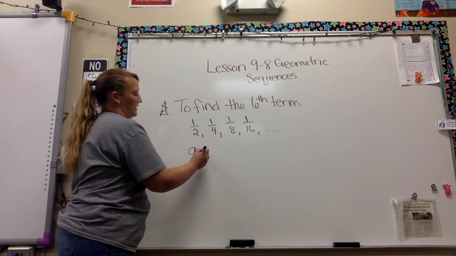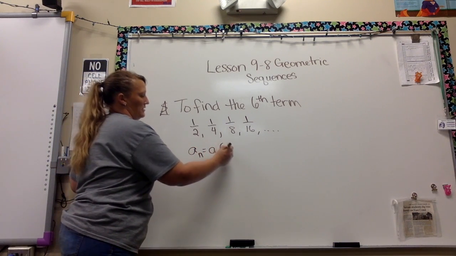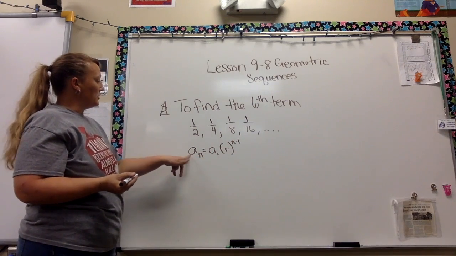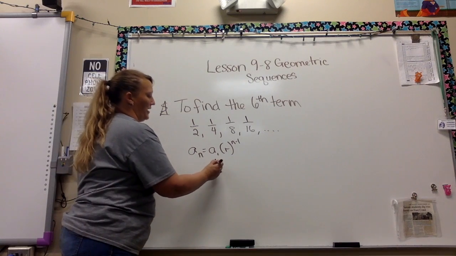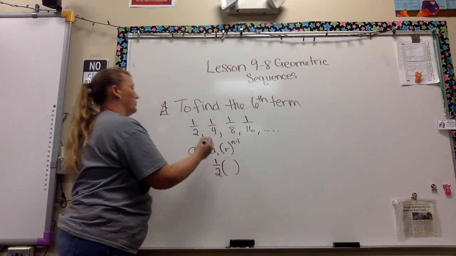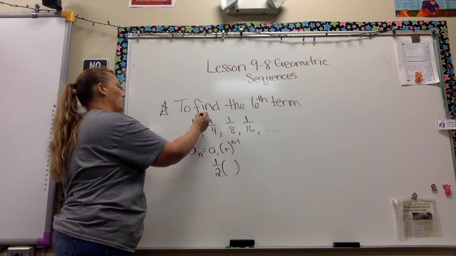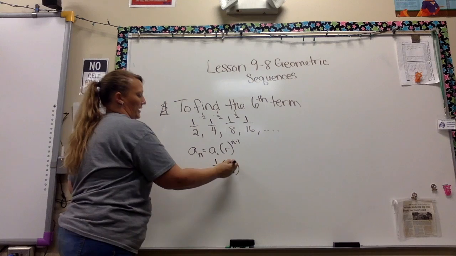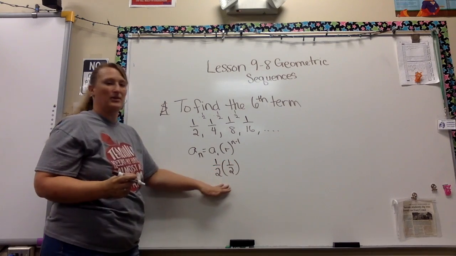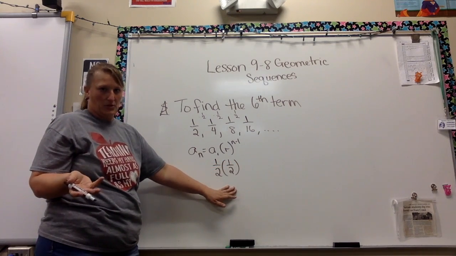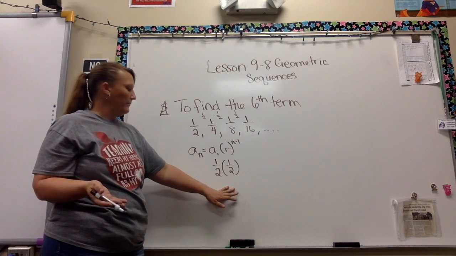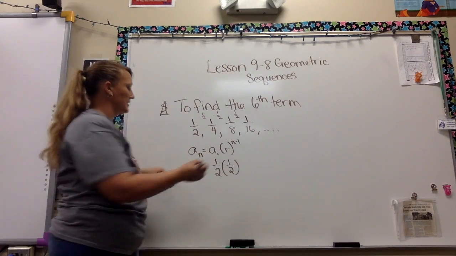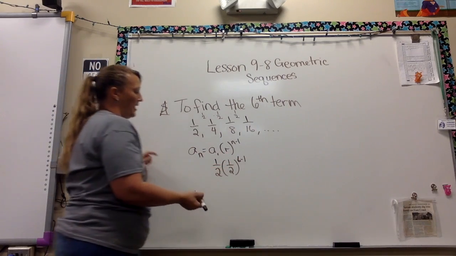So we have a sub n equals a1 times the common ratio to the n minus 1 power. So our a1 we know is the first term, that's 1/2. Our ratio here is we're multiplying by 1 over 2 each time. So again here, and this doesn't always happen, by the way. I just gave you 2 examples that happened to work that way. It's not going to happen that way all the time. So the common ratio is 1/2, and we're looking for the 6th term, so 6 minus 1.